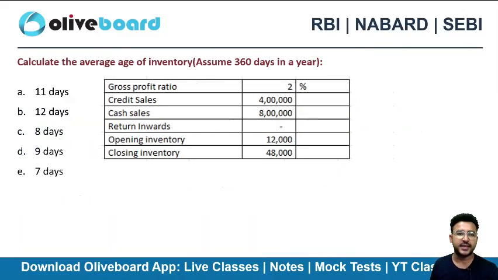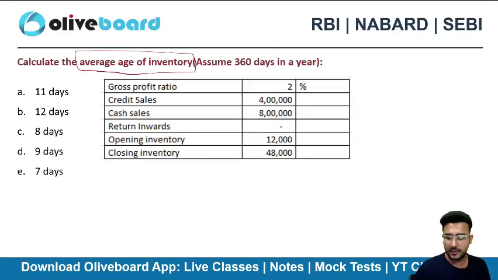The next question here is, we need to calculate the average age of the inventory. Now, what is average age of the inventory? That means days of inventory in hand. For how many days I need to keep my inventory in my business before it turns into sales. For how many days I need to keep my inventory with me before it turns into the actual sales. That's what days of inventory in hand or average age of inventory is all about, right?